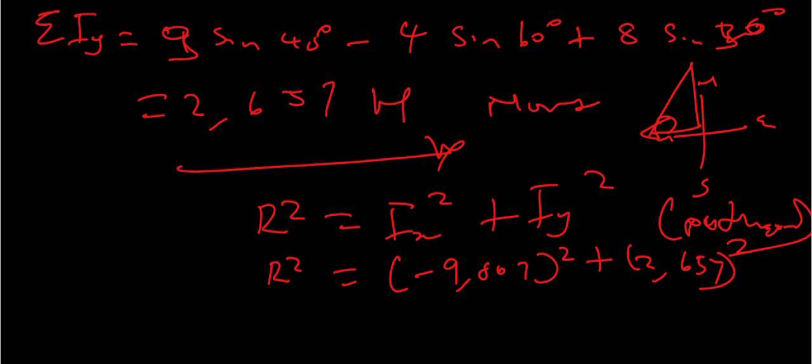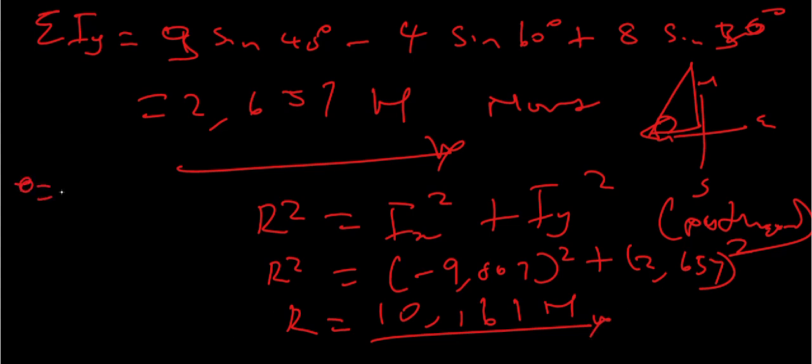It's negative 9.807 all squared plus 2.657 all squared, which is going to give us 103.238, and then we square root that answer. We are going to get R being 10.161 Newton. So we're supposed to find then the angle.